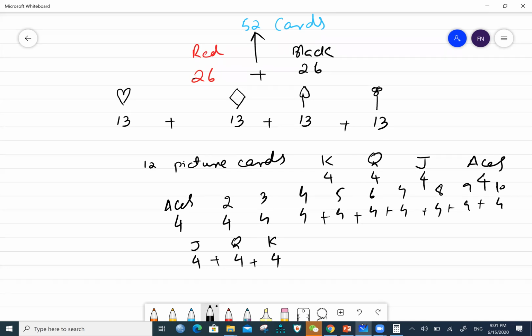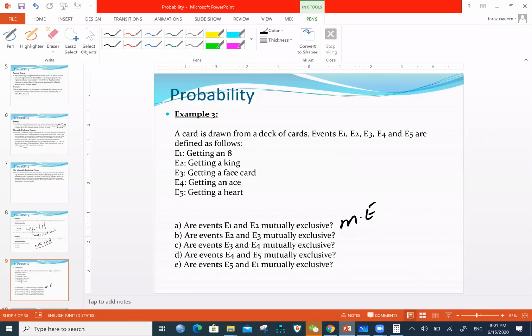Getting an 8 means we are getting this 8. There are 4 cards with number 8, and we are getting 1 out of them. That is what getting an 8 means. Is that clear? Okay. So getting an 8, getting a king, you will get a king or an 8. You cannot get them together in one card.